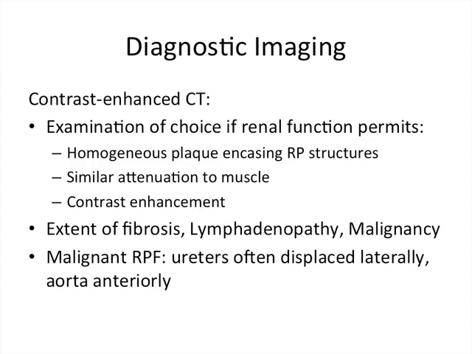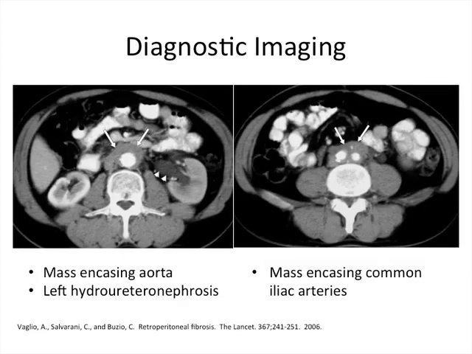Interestingly, with malignant RPF, there's been some evidence that the ureters are displaced more laterally rather than medially, and that it actually moves them anteriorly. This slide shows some of the contrast-enhanced CT findings with soft tissue mass encasing the aorta here, and on the left-hand side you can see that there's associated hydronephrosis. On the CT image on the right, you can see that this mass is encasing the common iliac vessels.